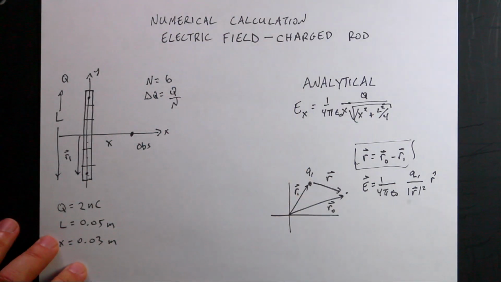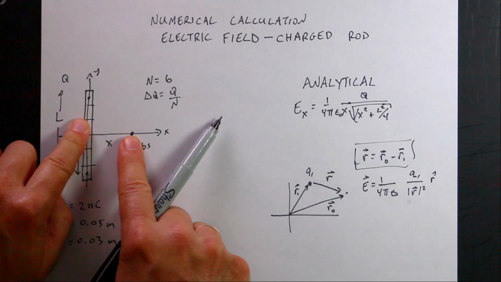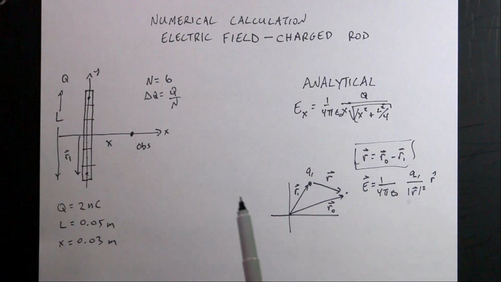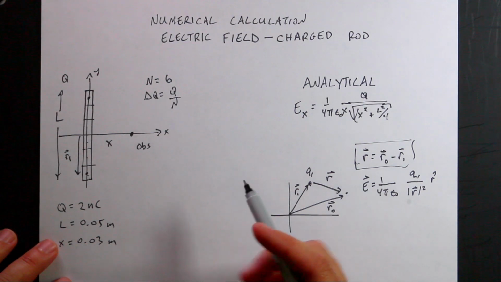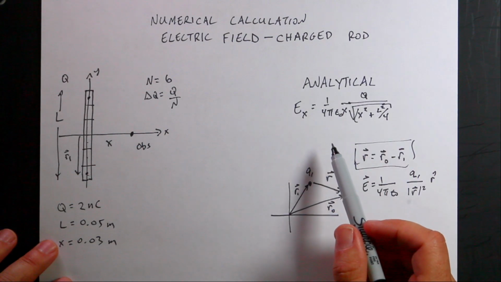Now, this is a numerical calculation. What I'm going to do is to calculate the electric field due to each piece and then add them up as vector numbers. And so that means that everything has to be a number. That's why this is called a numerical calculation. I can't get an expression for the electric field. I get the answer of the electric field.